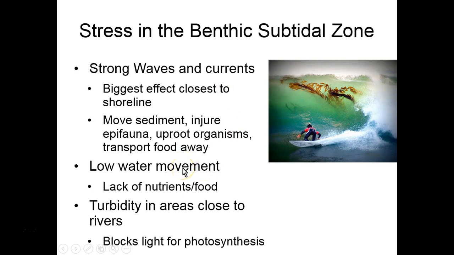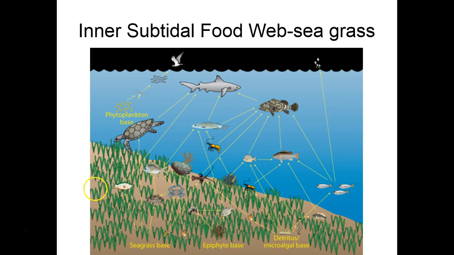Additionally, in kind of the opposite way, you can also have low water movement, which would mean that there is not a lot of oxygen, there's not a lot of nutrients there, and not a lot of food. Additionally, in places that are close to rivers or just close to fine sediments being put into the water, you have a lot of turbidity, which means that it's blocking the light out, and therefore photosynthesis is going to be decreased in that area.